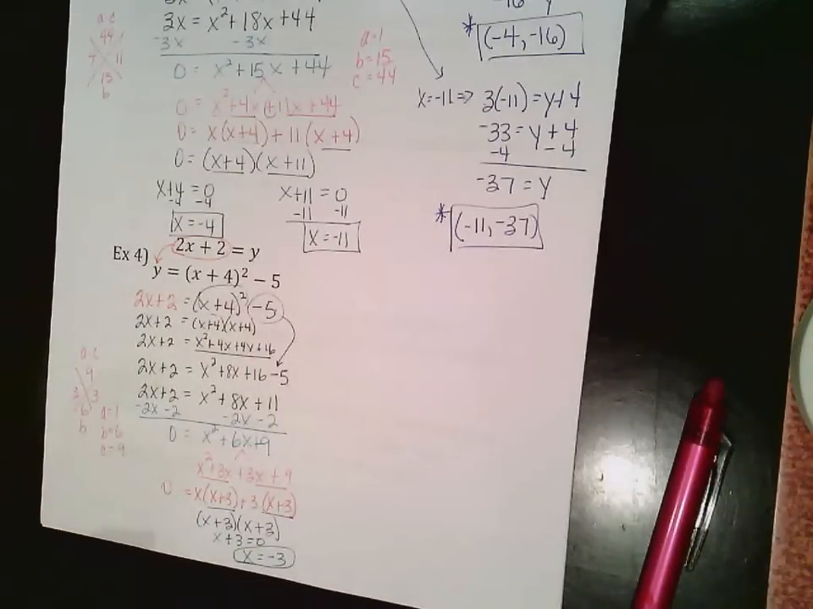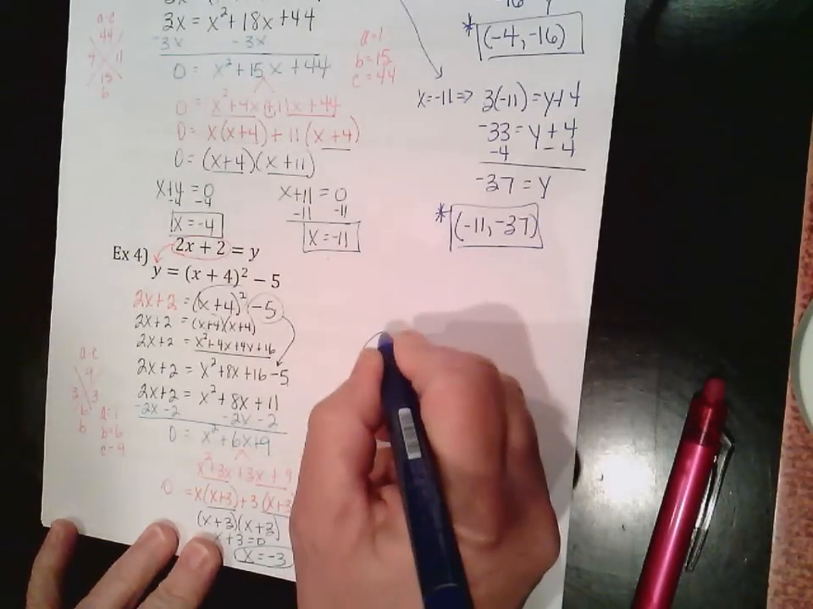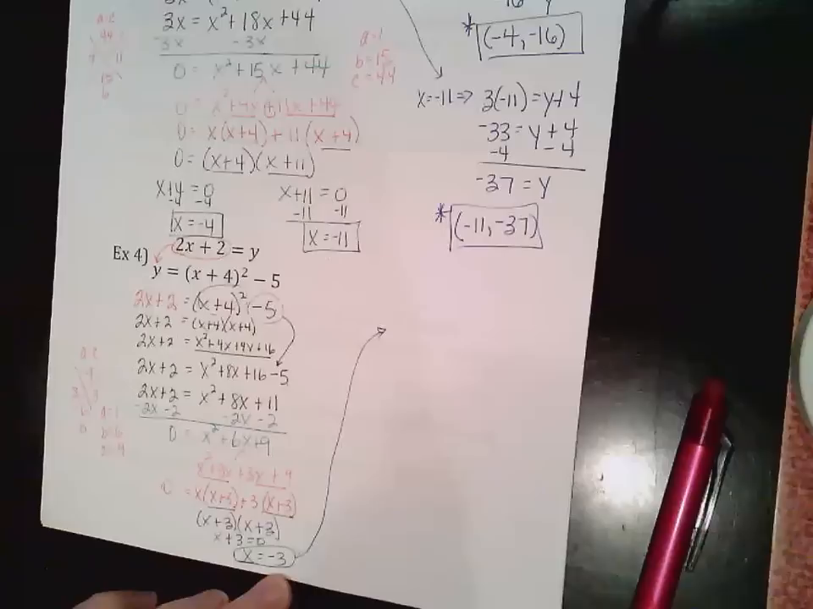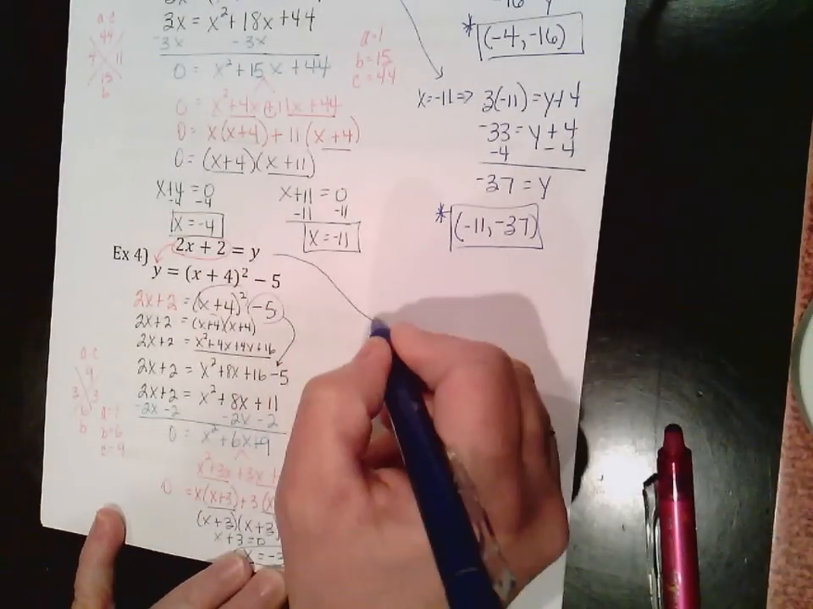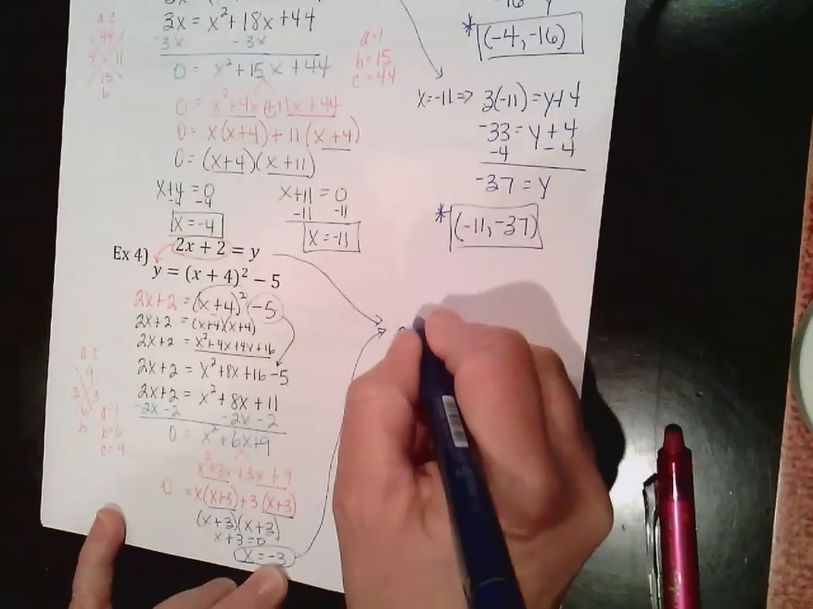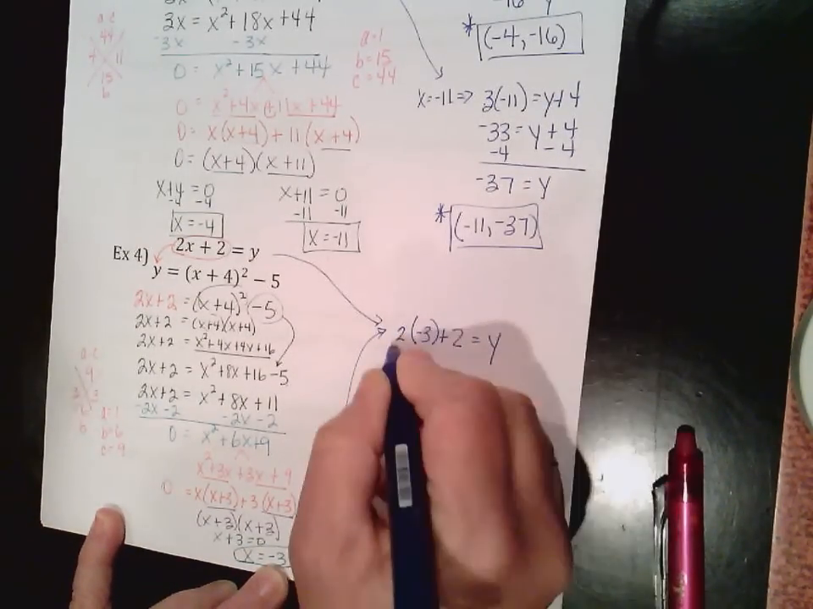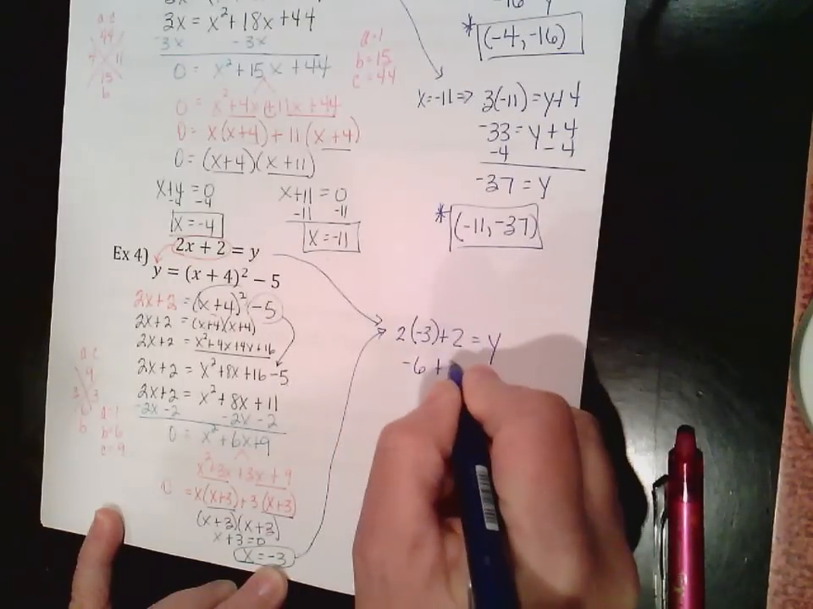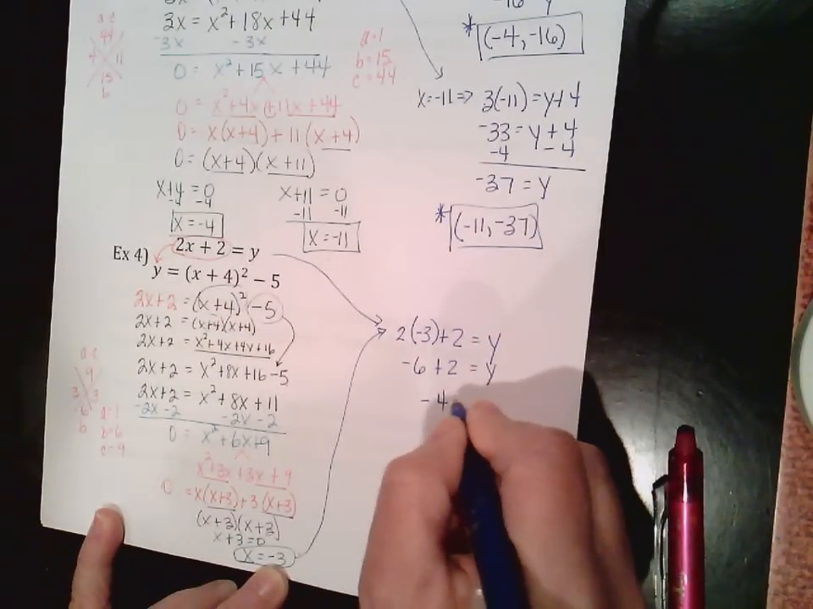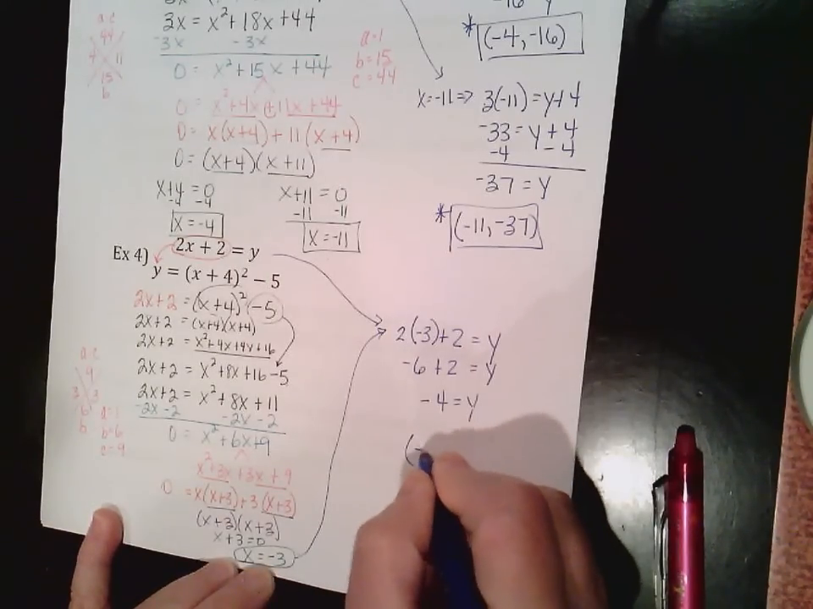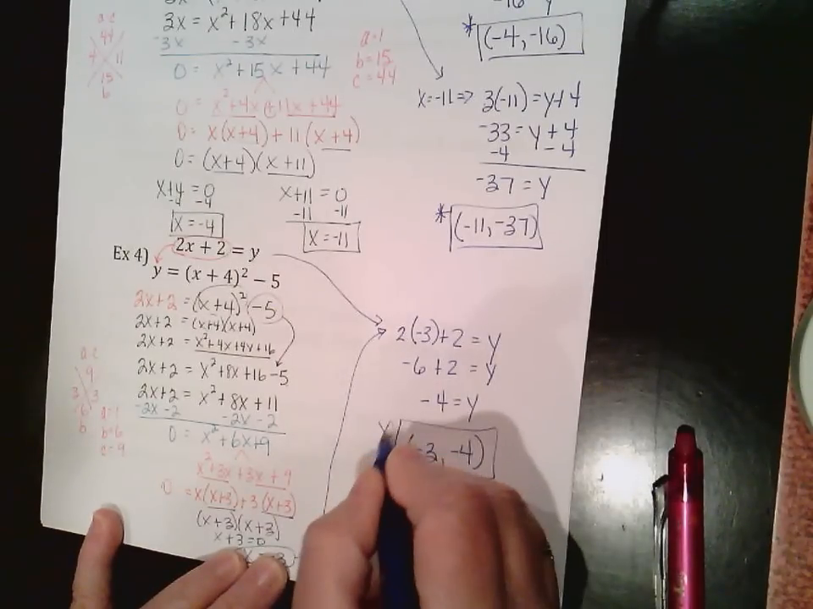Remember, that's your x value. You still have to plug that in to find the corresponding y value. But if I only have one x value, that means I'm only going to have one ordered pair. So I only have to plug it in once. I'm going to plug it into the linear equation because that's generally easier. I have 2 times negative 3 plus 2 equals y. 2 times negative 3 is negative 6 plus 2 equals y. Negative 6 plus 2 is a negative 4. So when x is negative 3, my y value is negative 4, and that is the solution to this system.